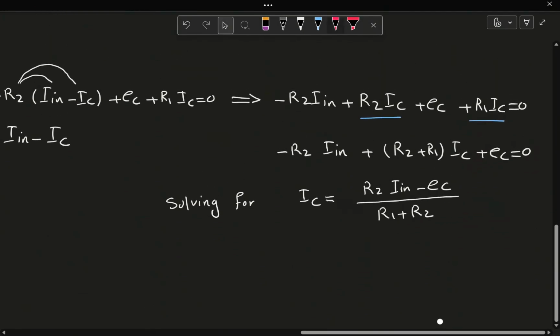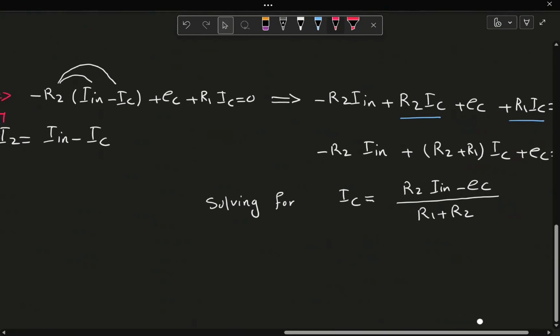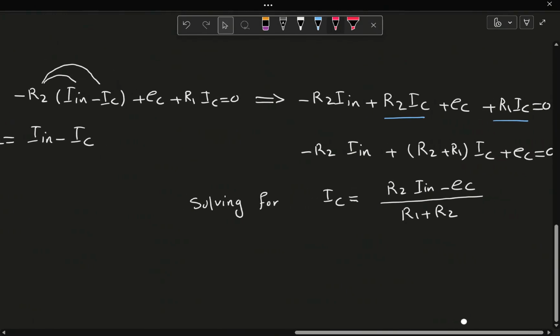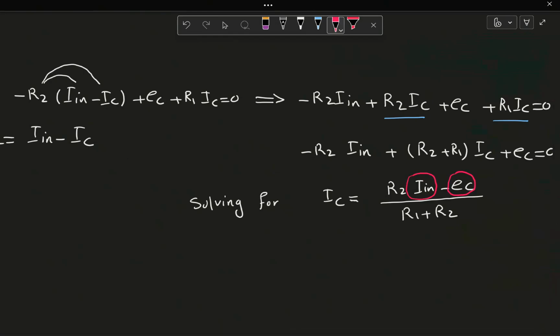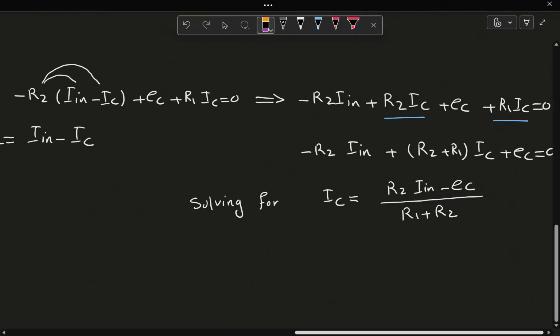Look at this equation. R1 and R2 are constant numbers, so we don't care about them. Then you have two terms here: actually, one dynamic term and one input. IN is a good term, and EC is a good term since it's your dynamic variable. So you were able to find IC in terms of your good terms.